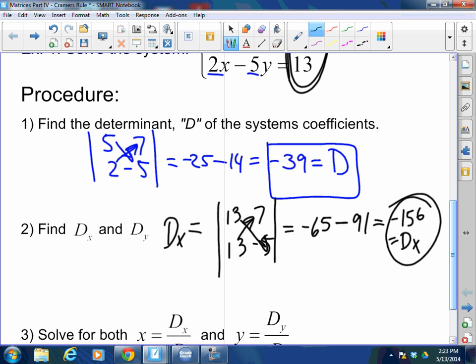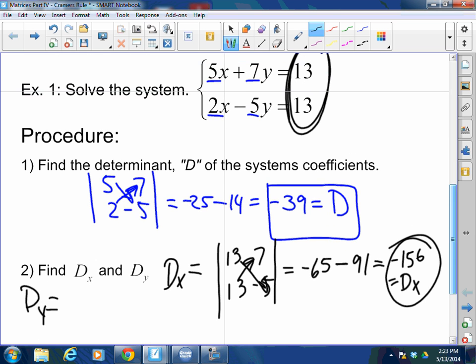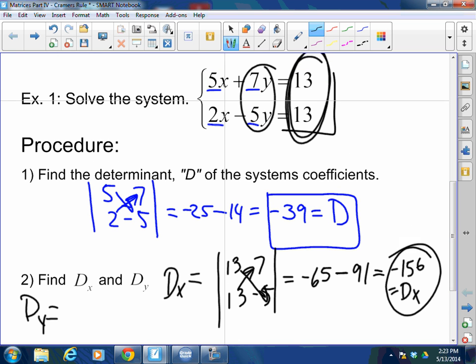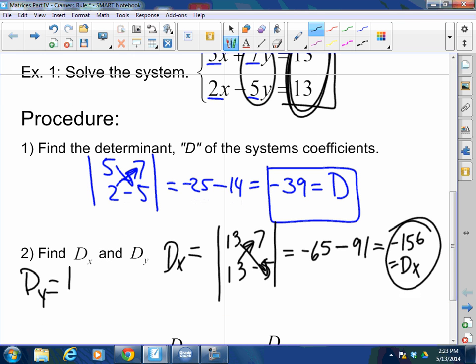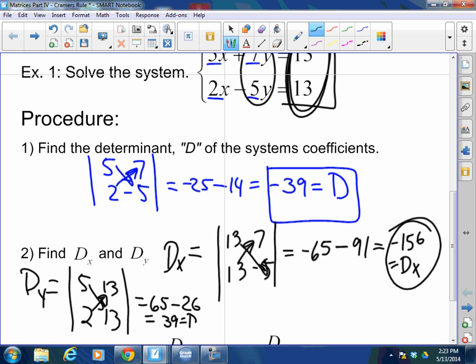Now, my d of y. I am replacing my y values with this 13 over 13. So I have 5 and 2 for my x, and then 13 and 13 for my y. 5 times 13 is 65 minus 26, so that equals 39. Yes, 39. So that equals d of y. You guys with me here?